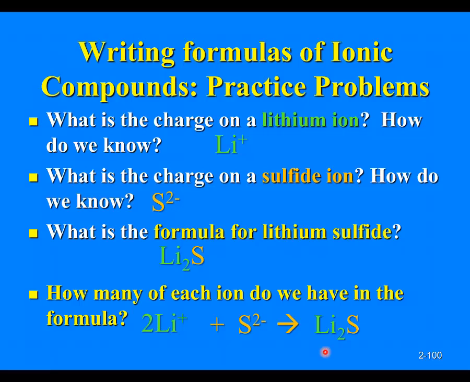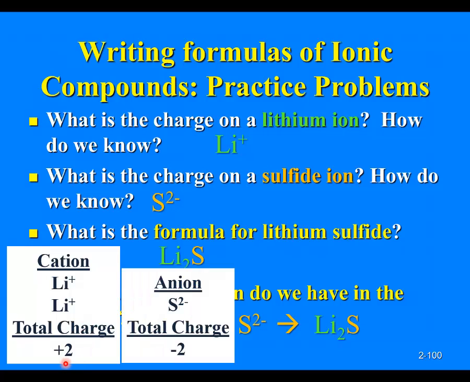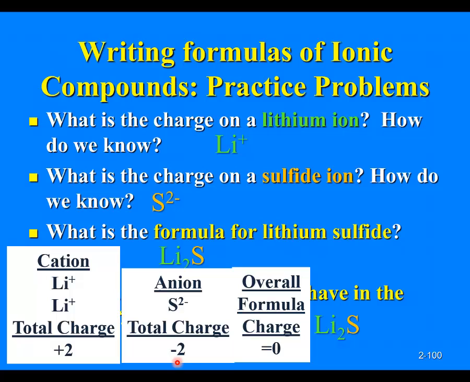If I set up my table to keep track of my ions, we could write 2 lithium cations with an overall charge of +2, and 1 sulfide anion with an overall charge of -2. If I add up the charges from all my cations and all of my anions, my overall formula charge is 0, which is why I'm not showing any charge on the lithium sulfide ionic compound formula. Okay. Now we're going to look at a couple that are just a slight bit more challenging than this.